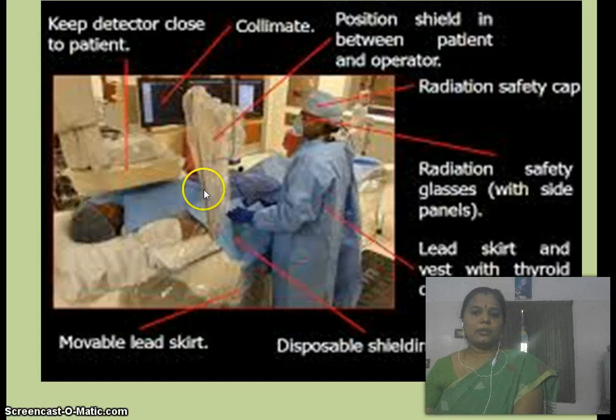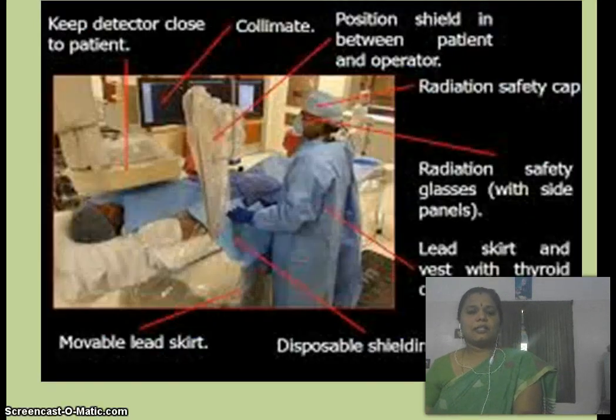Here you can see a shield between the patient and the operator, and the technician is wearing radiation safety caps, radiation safety goggles, and lead skirts and lead aprons, especially with thyroid collars. You can also see some disposable shielding and moving lead skirts. So with all these precautionary measures, nuclear medicine can be used for therapy with care.